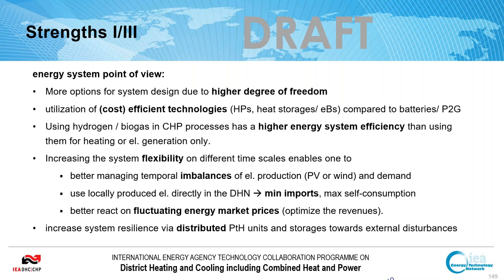Starting with the strengths of the coupled energy system, we see higher degrees of freedom for designing and operating. We can use cost-efficient technologies, like heat pumps compared to batteries, for example, or power-to-gas processes. Hydrogen burned in a CHP process has a higher energy system efficiency than hydrogen burned for heating purposes only. This flexibility is obviously increasing. We can produce electricity locally directly in the district heating network and react to fluctuating energy market prices. And if you use distributed units like storages and power-to-heat units, the system resilience towards external disturbances will be increased.